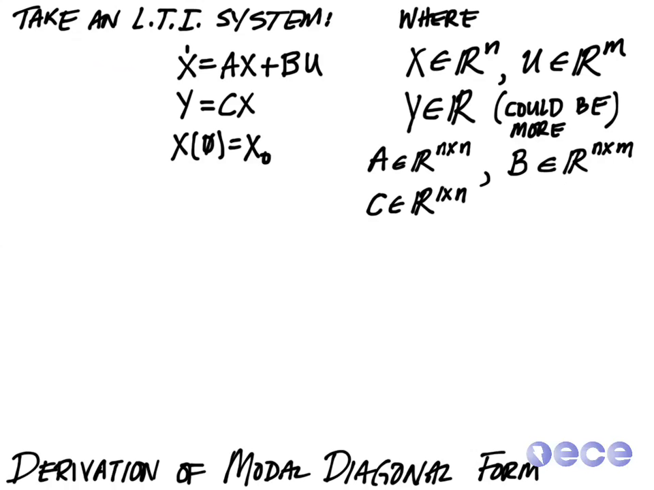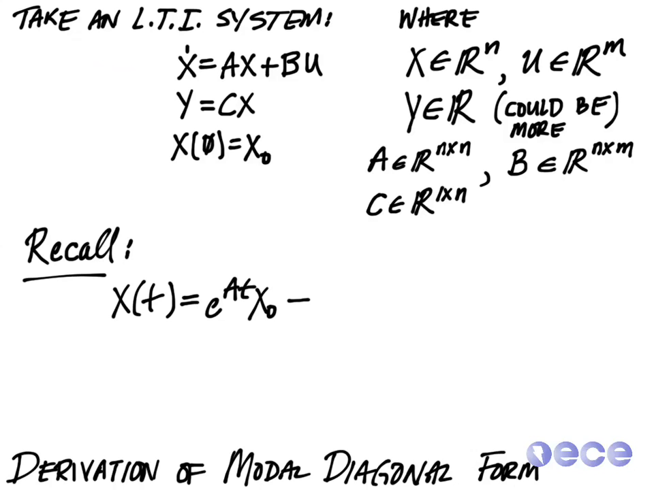B is an n by m matrix, because B takes our inputs and converts them into state updates. So it's m for the number of inputs, and n for the number of states. And C is a 1 by n. Of course, this is because y is just in one dimension. If y was in two dimensions, then C would be in R of 2 by n.